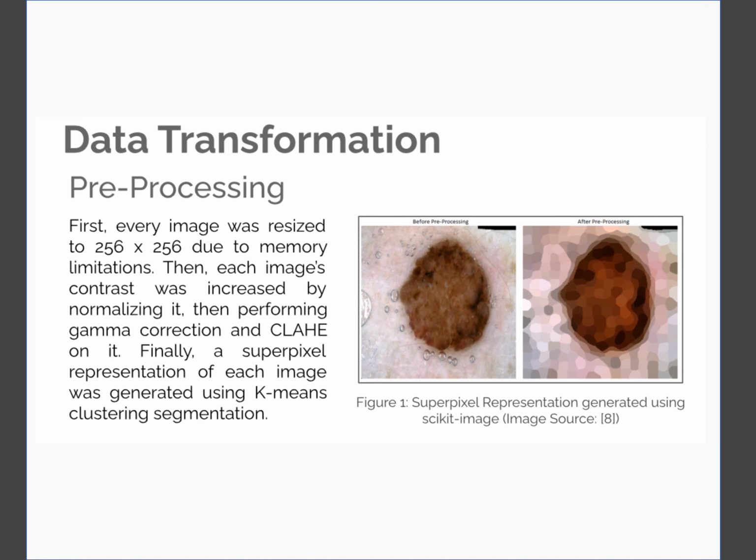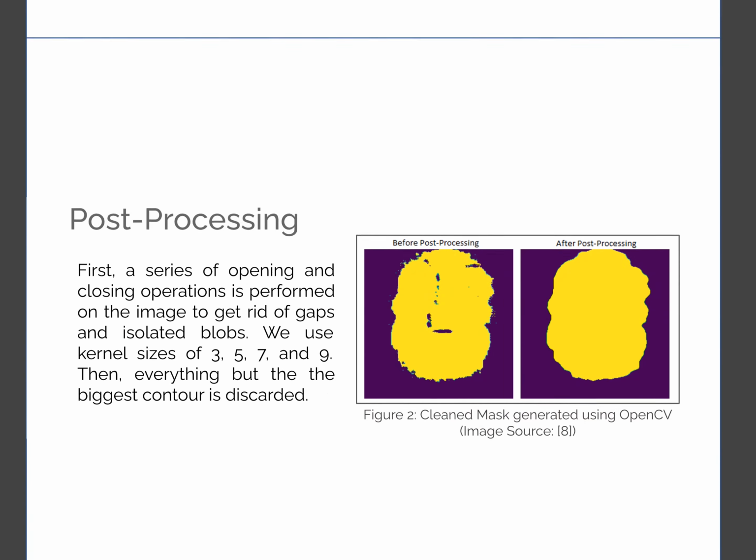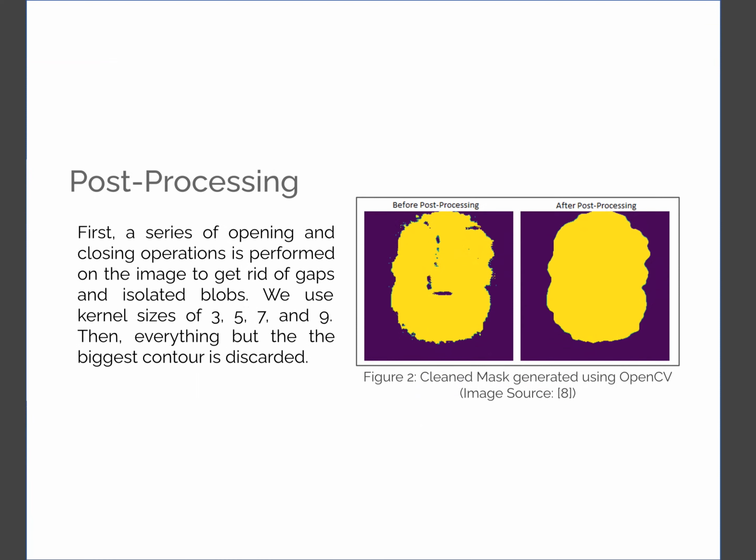Finally, we used a technique called simple linear iterative clustering, SLIC, which uses k-means clustering to generate a superpixel representation of each image. We used the skimage library to do all of this. Next, let us examine the post-processing techniques that we used. First, a series of opening and closing operations is performed on the image to get rid of gaps and isolated blobs. We performed the aforementioned operations using kernel sizes of 3, 5, 7, and 9.